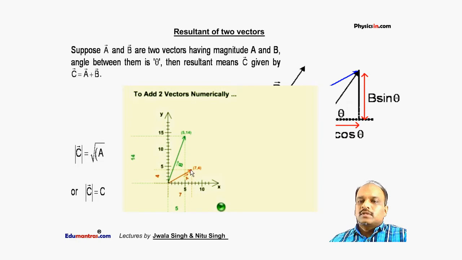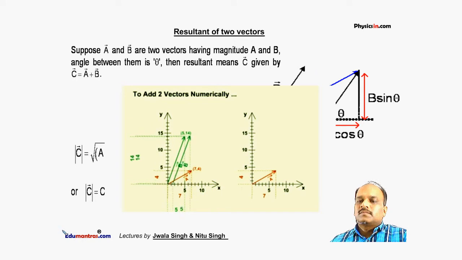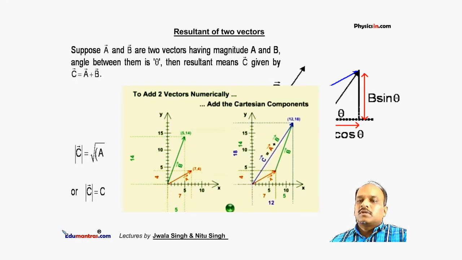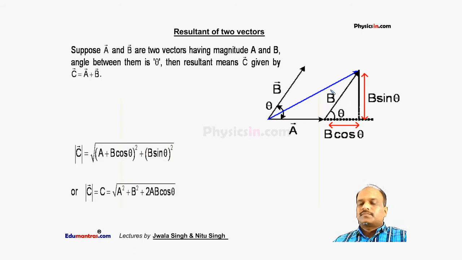See, this is vector A, which is equal to 7 i cap plus 4 j cap. This is vector B, which is equal to 5 i cap plus 14 j cap. So how to add these two vectors? First we will bring this vector A here. Then again we will bring this vector B and put it on the head of vector A. This vector C is the resultant of vector A and vector B. These components, 7 and 5, make 12. So vector C is 12 i cap and 18 j cap. This is the way to add the components of the two.